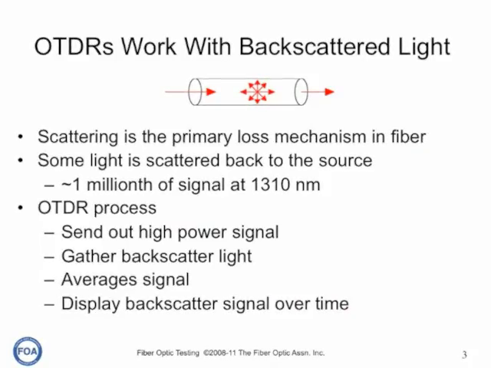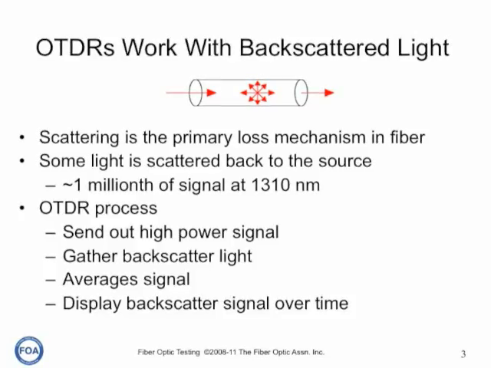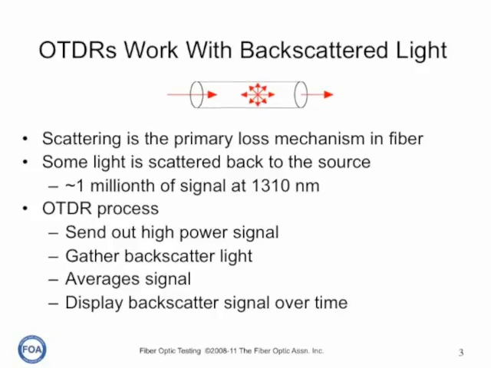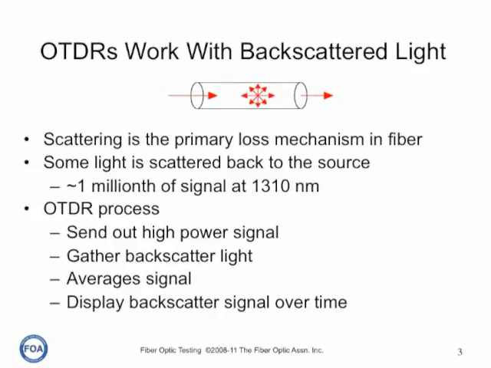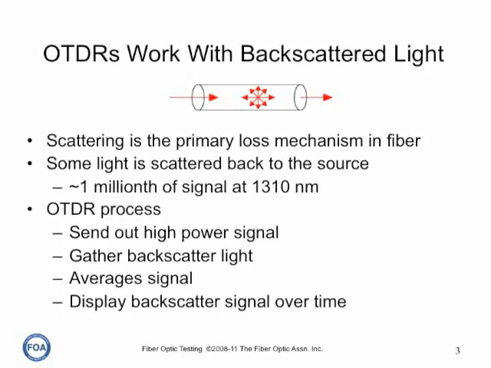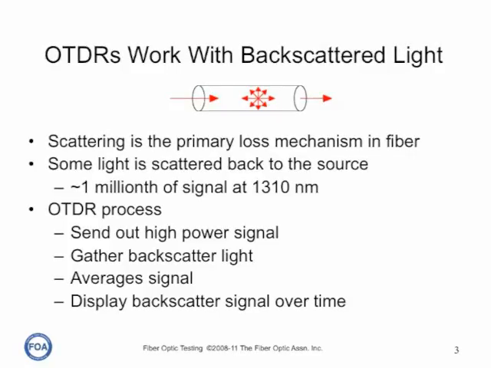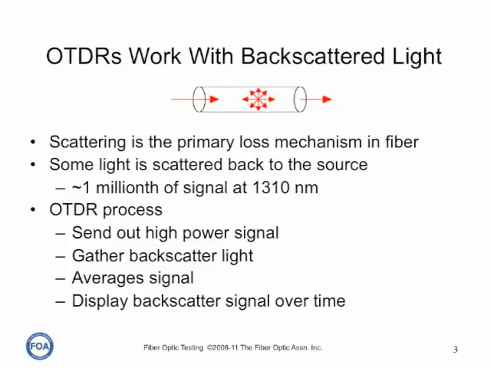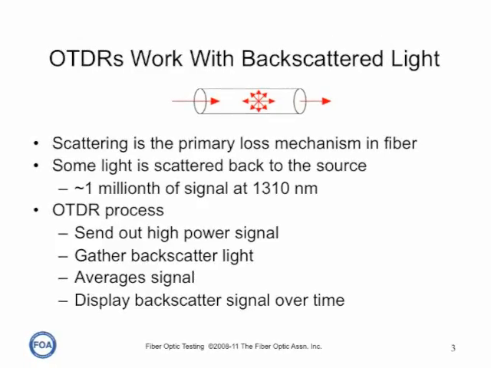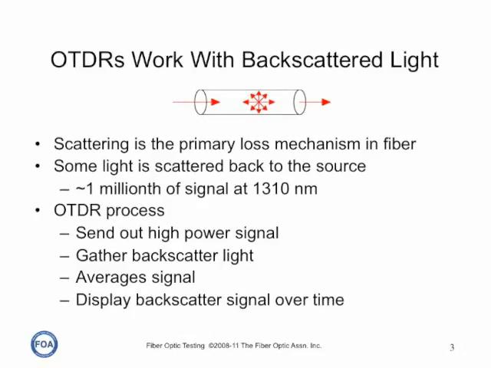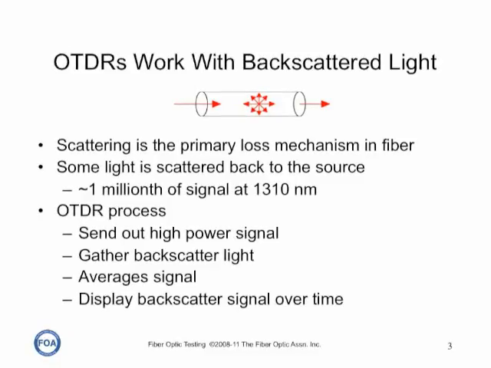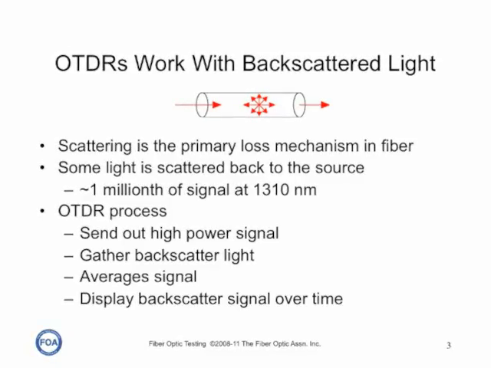OTDRs work with backscattered light. Scattering is the primary loss mechanism in fiber, and a small amount of the light, about a part per million at 1300 nanometers, is reflected back up toward the OTDR itself. So the way the OTDR works is it sends out a very high-powered light pulse down the fiber, gathers the backscattered light, averages it to reduce the signal to noise, processes it over time to display the backscatter as what we call a trace or signature of the fiber optic cable plant being tested.